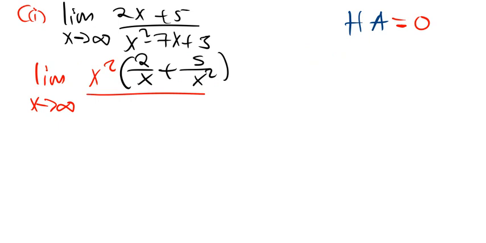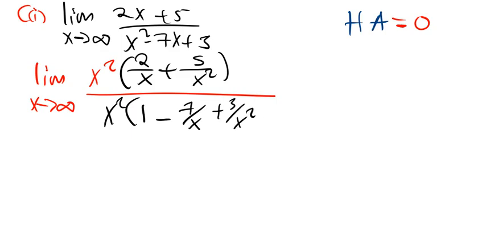Then I divide this. I also factor out x to the power 2 down here. If I factor out x to the power 2, I'll remain with 1 minus 7 over x plus 3 over x squared, like that. Have you seen what I've done? I'm going to cancel out this x squared and x squared.